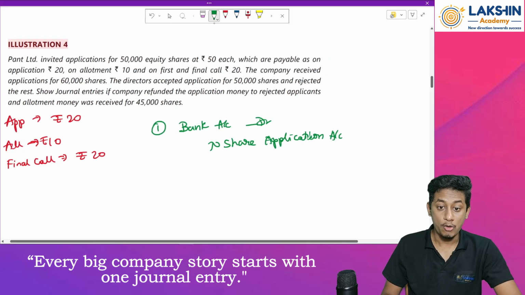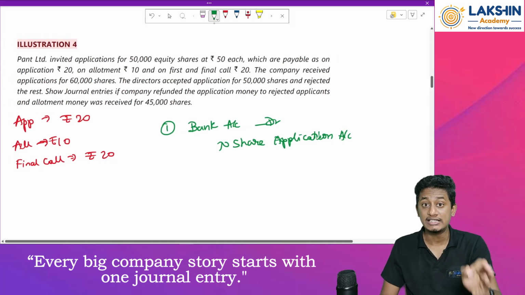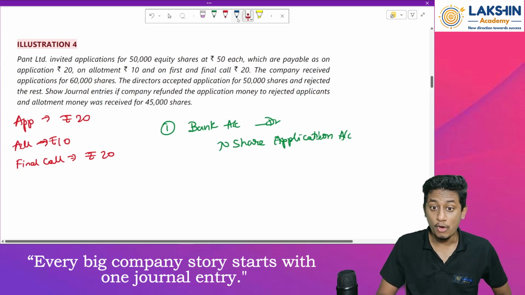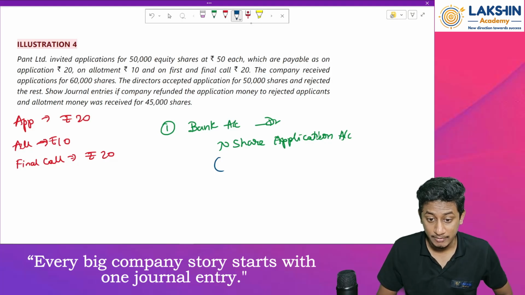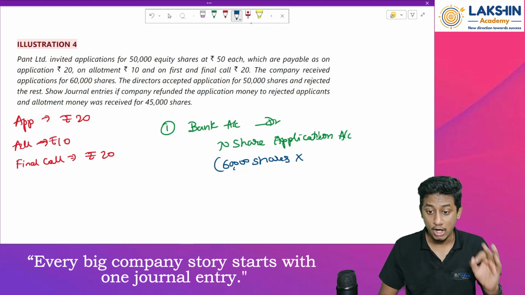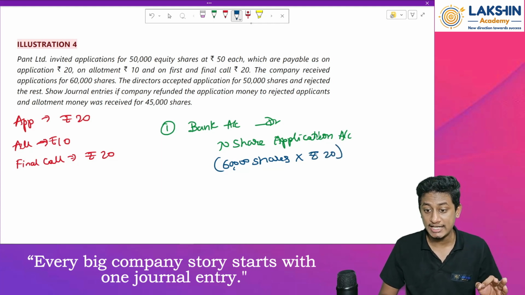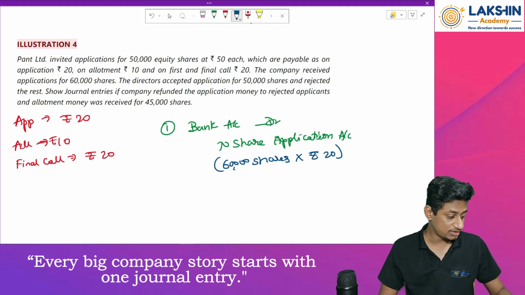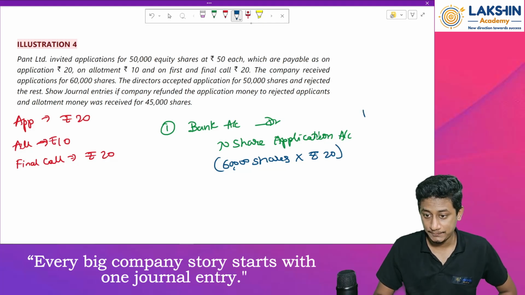Okay. Now, how much is the money that is received on application? For how many shares I have received the money? I have received the money for 60,000 shares. Not 50, but 60,000 shares. Right? How much have people paid me? Rupees 20 per share. So, 60,000 into 20 will be rupees 12 lakhs. So, 12 lakhs has been received on application.